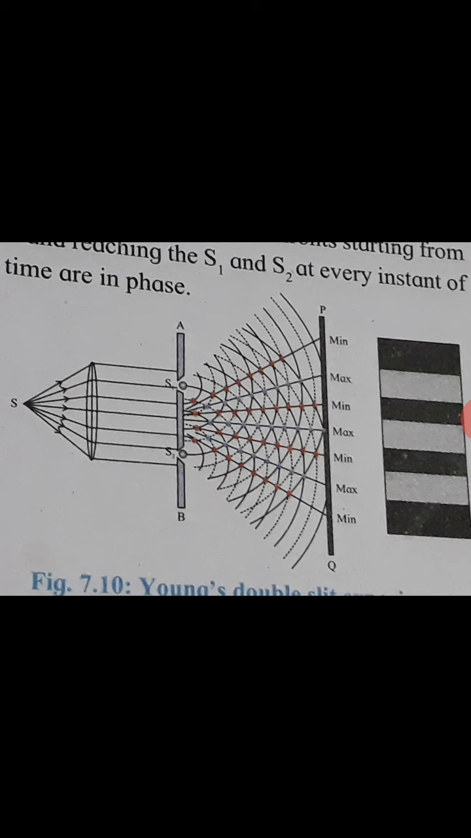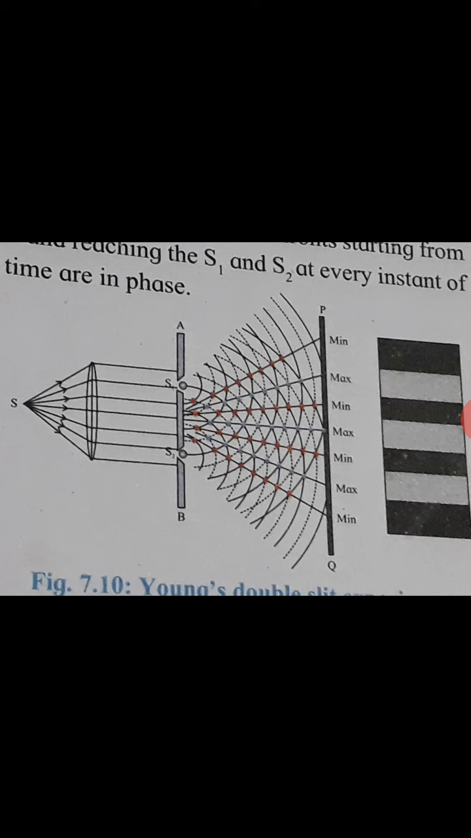So you can see here the alternate bands of minimum, maximum, minimum, maximum you will get. That is, dark and bright bands. This pattern of dark and bright bands is known as interference of light. And we call this experiment Young's double slit experiment. Due to the double slit, Young gets two coherent sources.